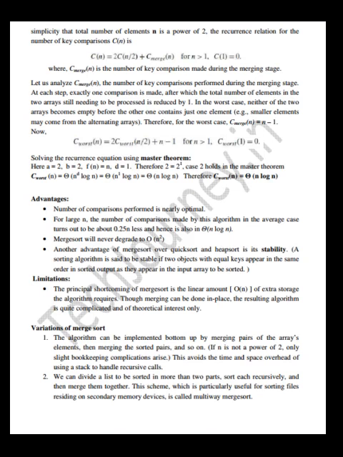Advantages. The number of comparisons performed is nearly optimal. For large n, the number of comparisons made by this algorithm in the average case turns out to be about 0.25 n less, and hence is always in theta of n log n. Merge sort will never degrade to big O of n squared. Another advantage of merge sort over quicksort and heap sort is its stability. A sorting algorithm is said to be stable if two objects with equal keys appear in the same order in the sorted output as they appear in the input array to be sorted.